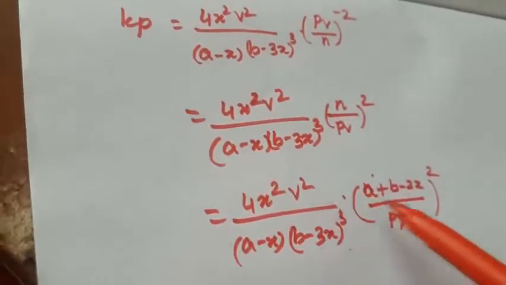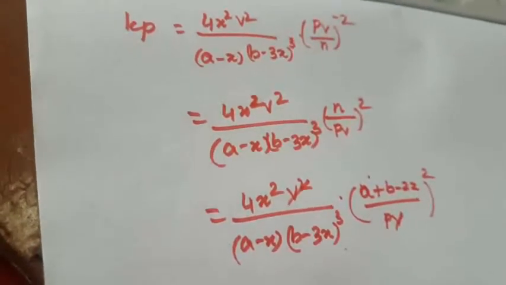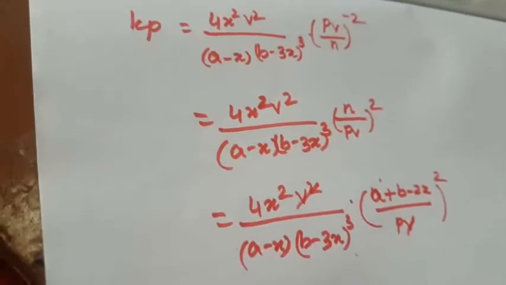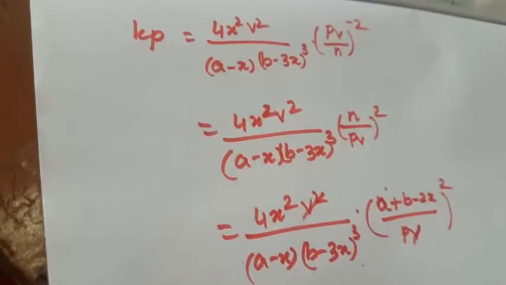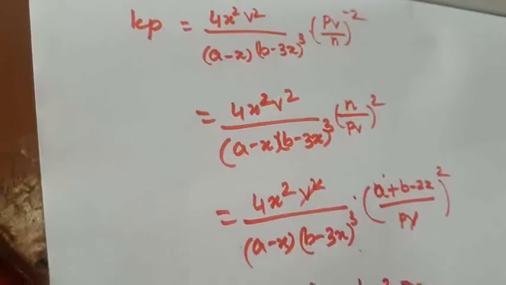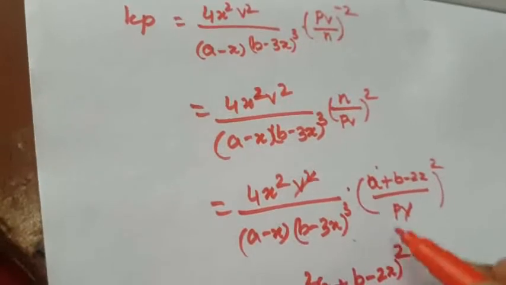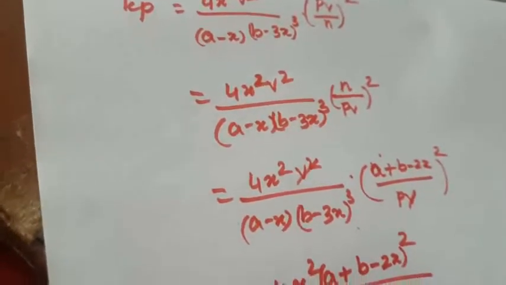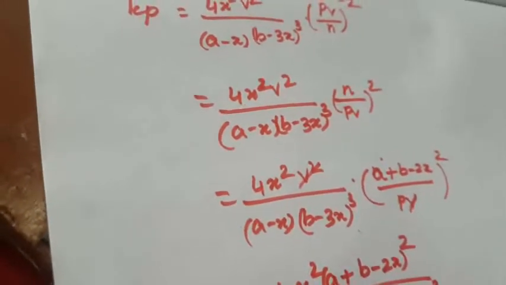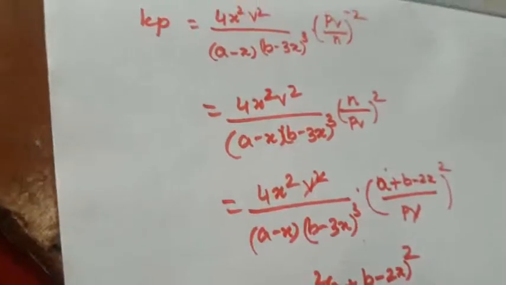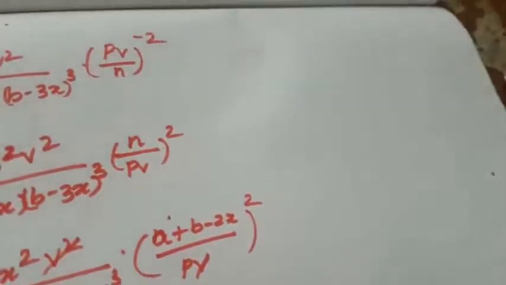Here one v, here also v square will be cancelled. So how to calculate again? 4x square, a plus b minus 2x the whole square, divided by p square into a minus x, b minus 3x the whole cube. Okay, so this is the Kp value. Once again I am repeating that equation.